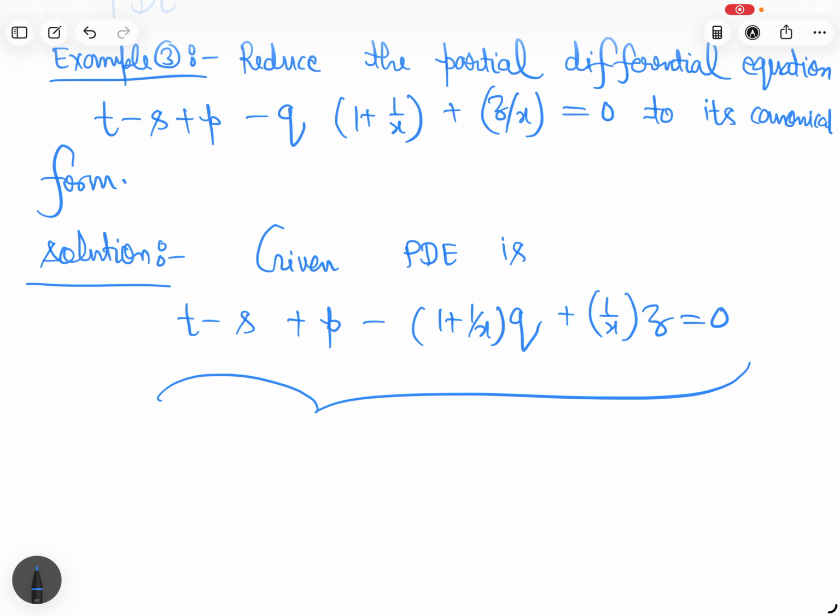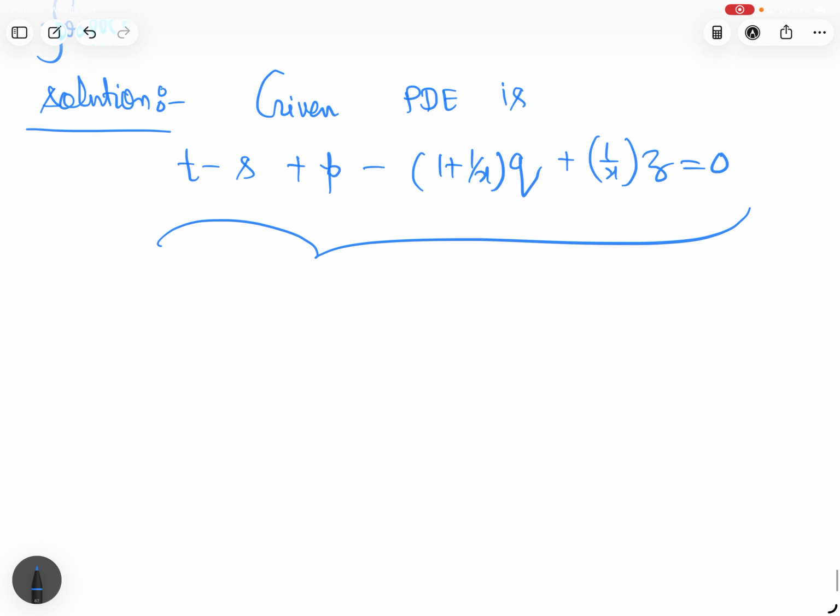So what is R here? Can you tell me what capital R is here? It is 0, because R is not visible here. So that means I can write it like that. So this part is R. What is capital S? Minus 1. And what is T? Here it is 1.